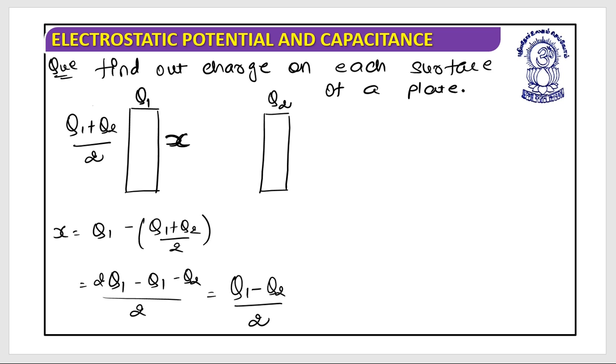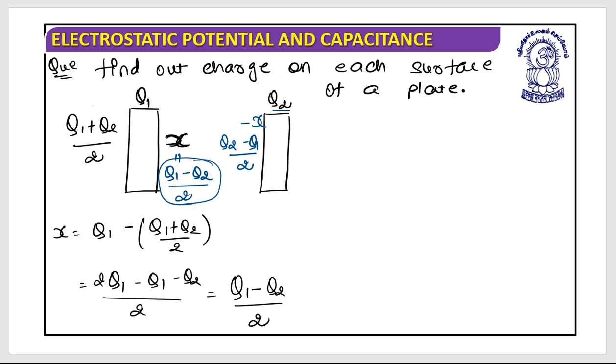So this value of x is equal to (q1 minus q2) divided by 2. Now on this side the charge available will be an induced charge of this, so it is just the minus of this. So what I can write is minus of x, and if it is minus of x, it is (q2 minus q1) divided by 2.